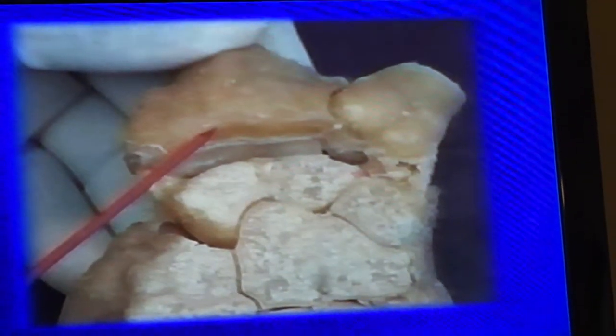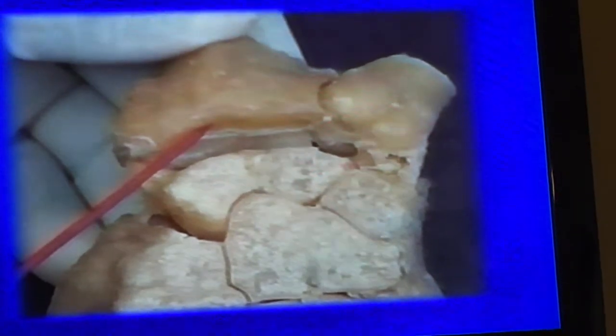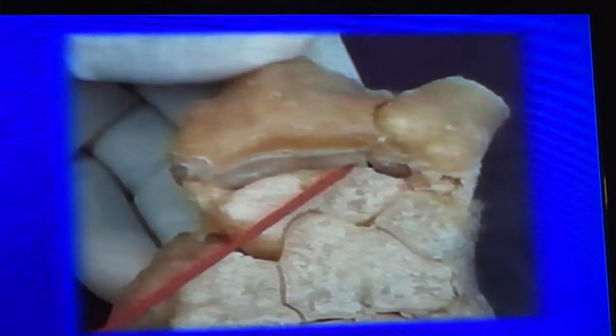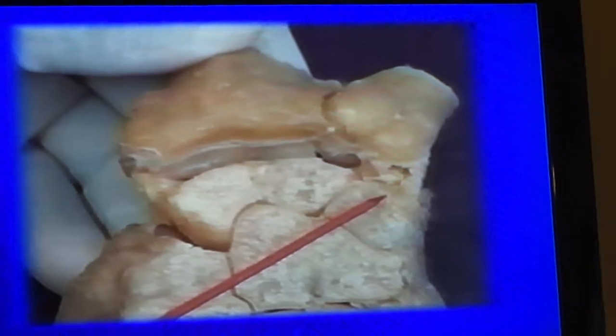Similar movements are possible at the wrist joint. The wrist joint presents a more complex arrangement. Here, the lower end of the radius plus a fibrocartilaginous articular disc that joins the ends of the radius and ulna form the concave surface that articulates with the convex surface of the scaphoid, lunate, and triquetral bones.